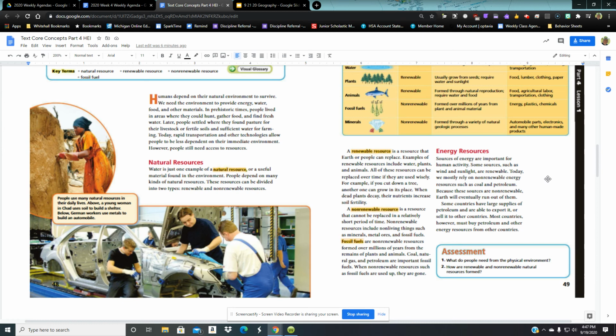Today, we mostly rely on non-renewable energy resources such as coal and petroleum. Because these resources are non-renewable, Earth will eventually run out of them. Some countries have large supplies of petroleum and are able to export it or sell it to other countries. Most countries, however, must buy petroleum and other energy resources from other countries.